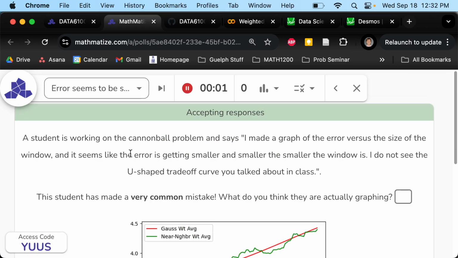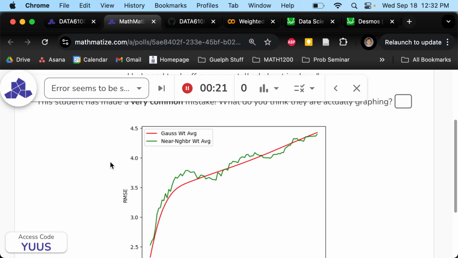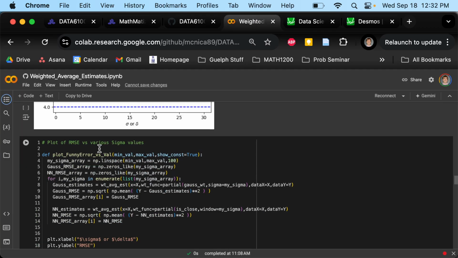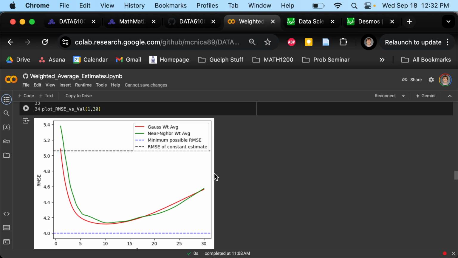This is a really common situation. A student is working on the cannonball problem and says, I made a graph of the error versus the size of the window. And it seems like the error is getting smaller and smaller the smaller the window is. I do not see this U-shaped trade-off curve that you are talking about. And here is the graph that they made. In fact, the graph is also in here. So I made the graph, and it has this U-shape.